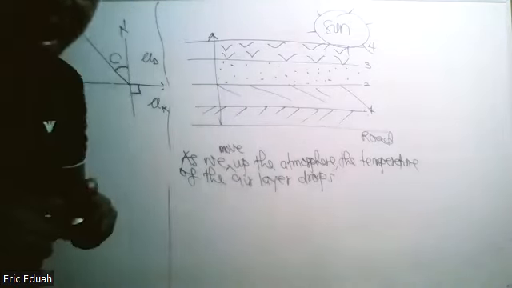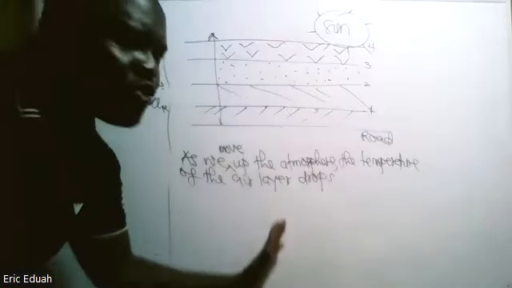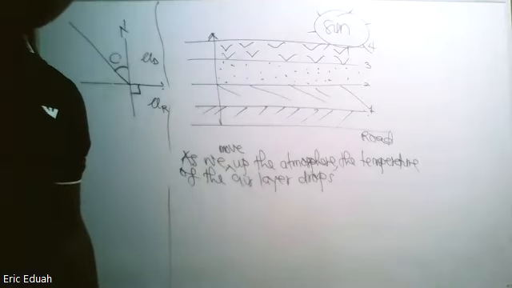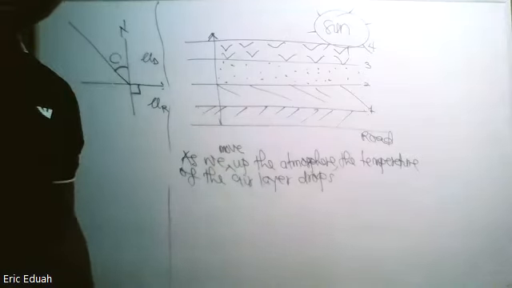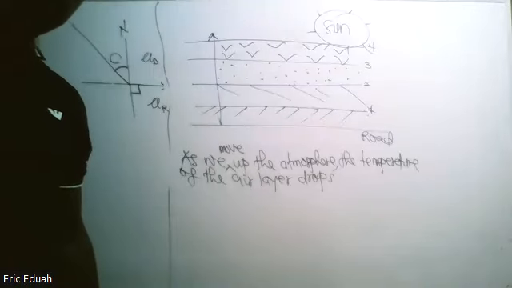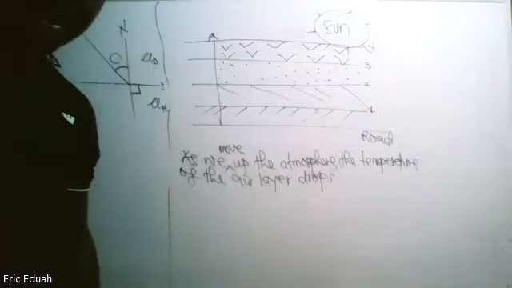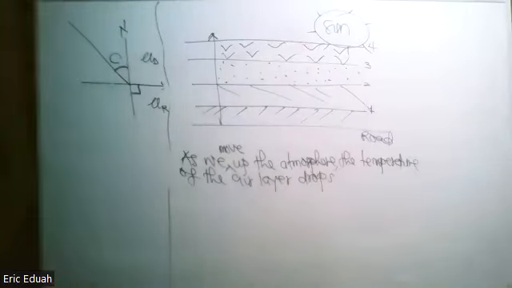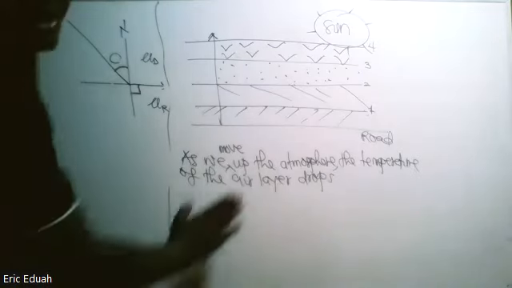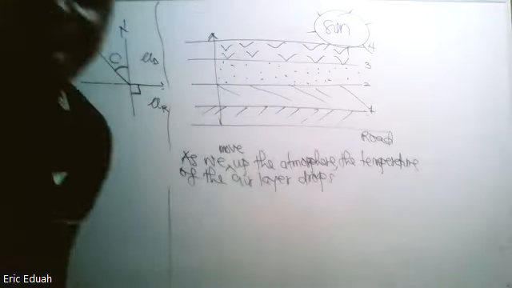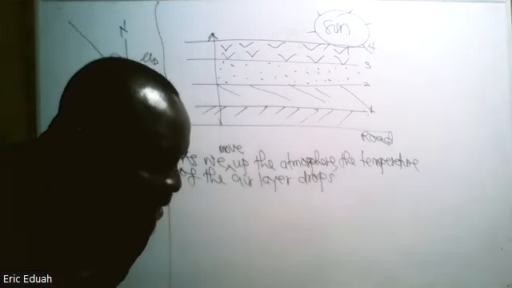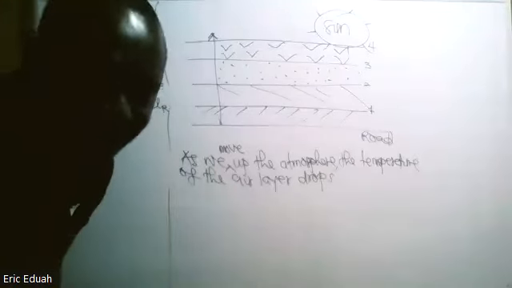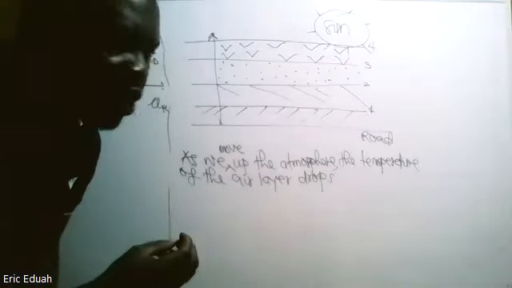Then what can you say about the density of the air layers as we move up? What can you say about the density of the air layer as we go up? Increasing. The density will be increasing. Good. Because when air is heated, the density drops. So warm air is less dense compared to cold air.